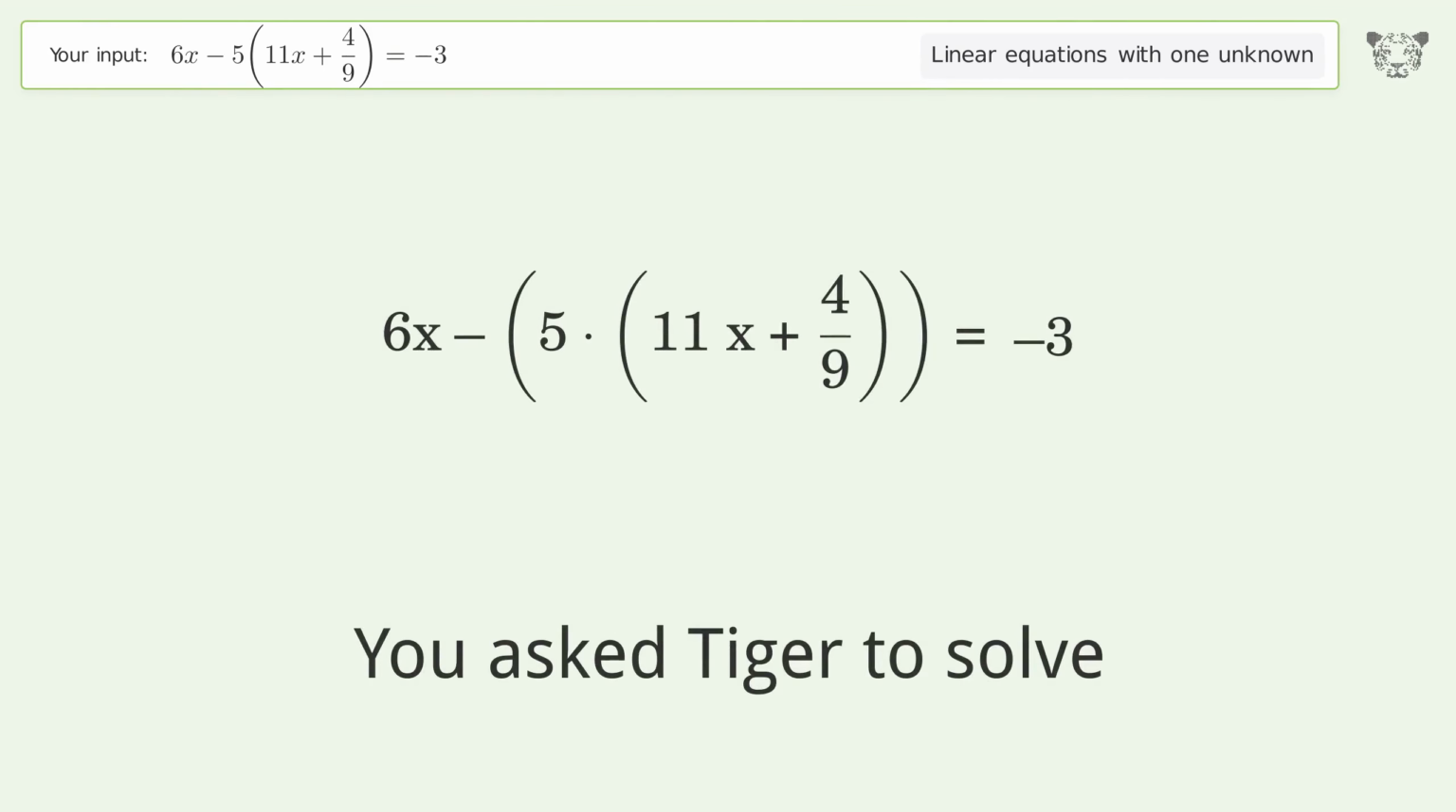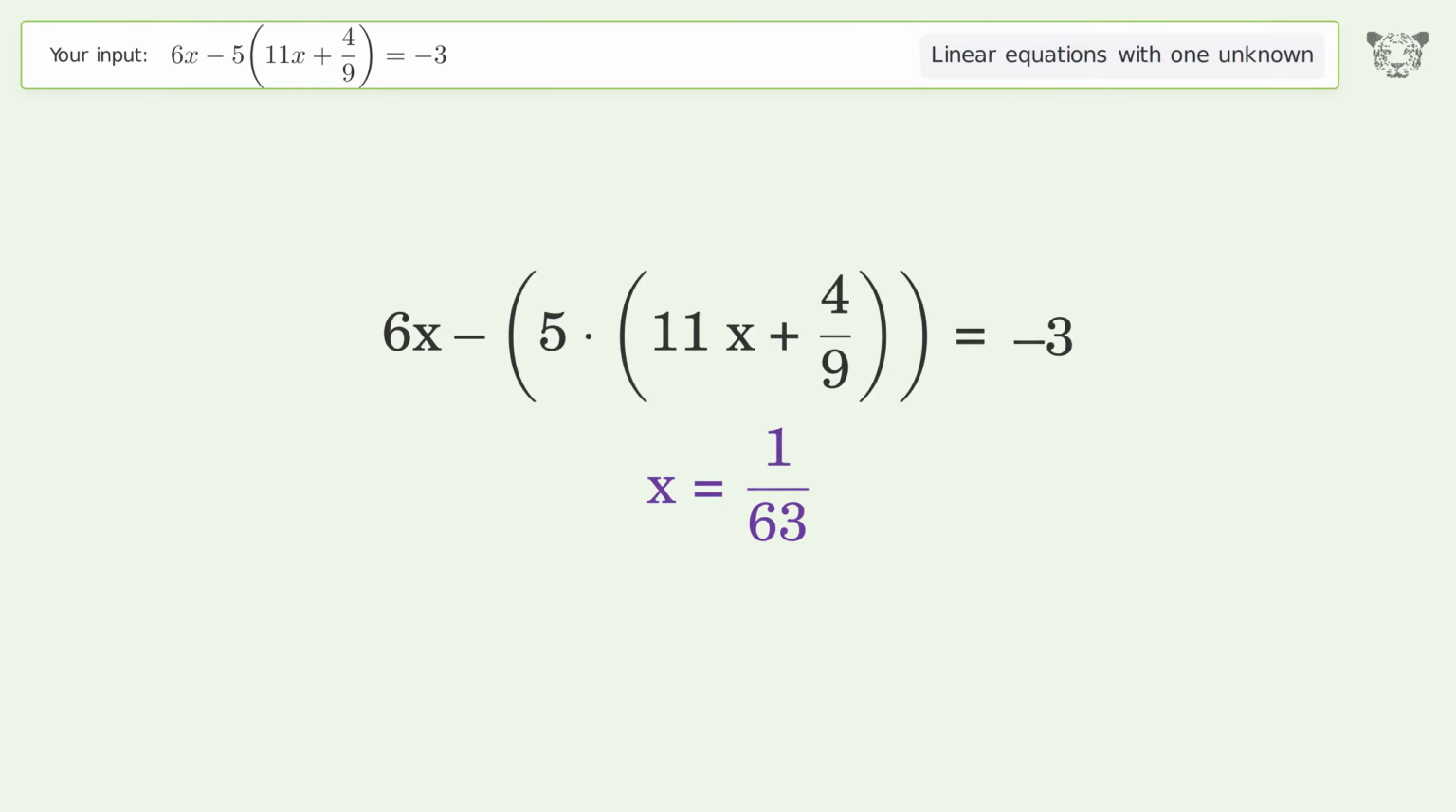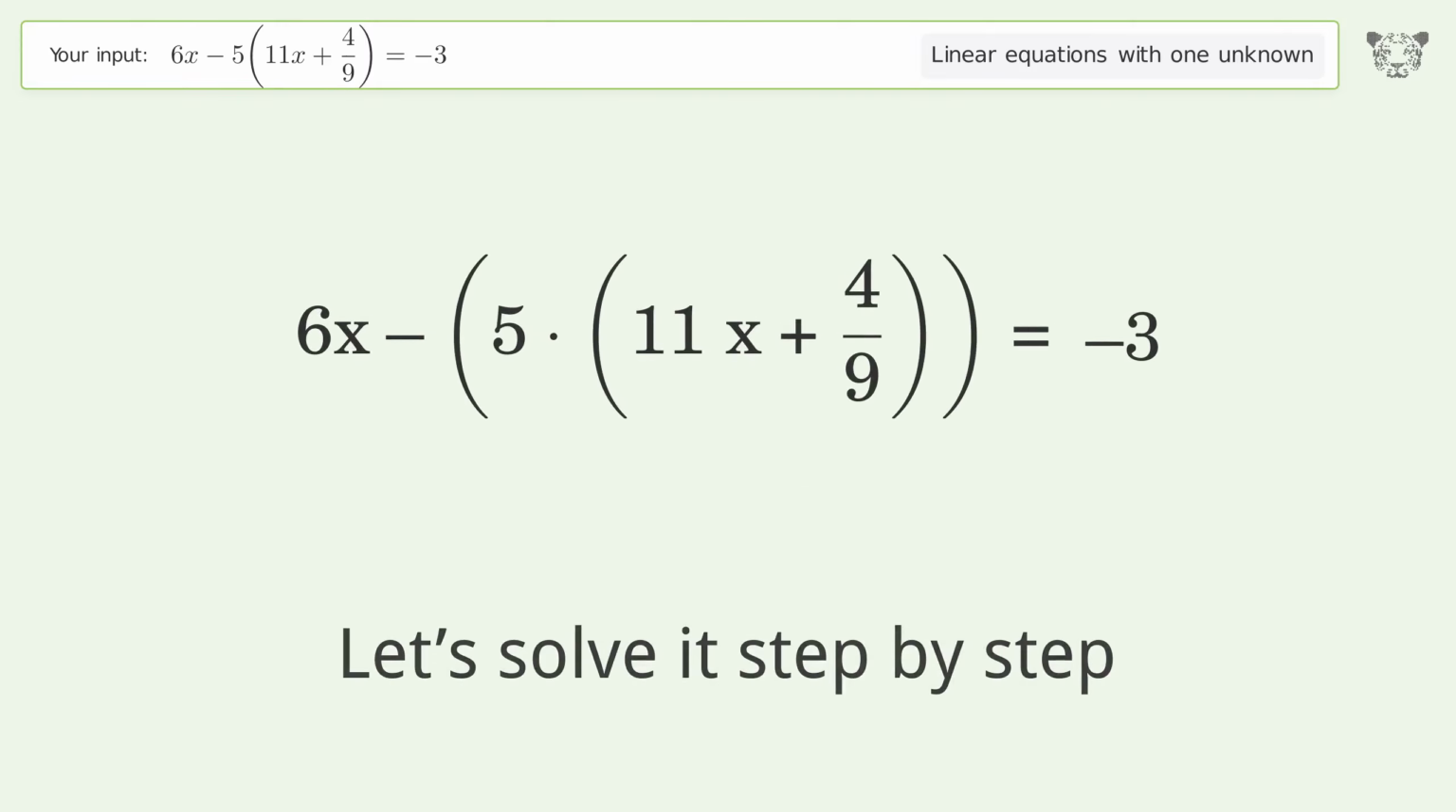You ask Tiger to solve. This deals with linear equations with one unknown. The final result is x equals 1 over 63. Let's solve it step by step.